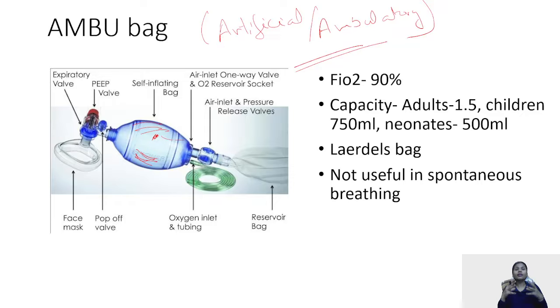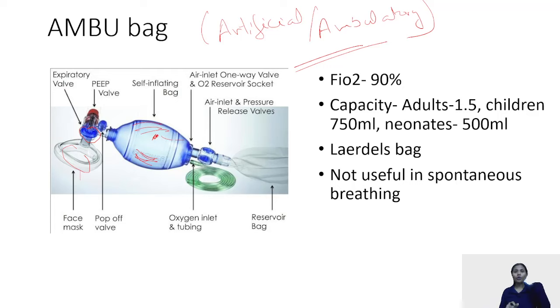That is your self-inflating bag. Then you have a patient tent where you keep this mask. You have an expiratory valve and an inspiratory fish mouth valve. There are two valves, one for inspiration. Whenever you press the bag, that valve will open and deliver the oxygen to the patient.